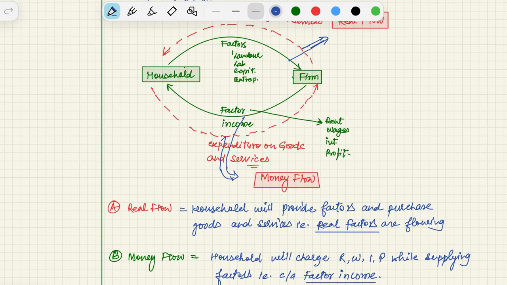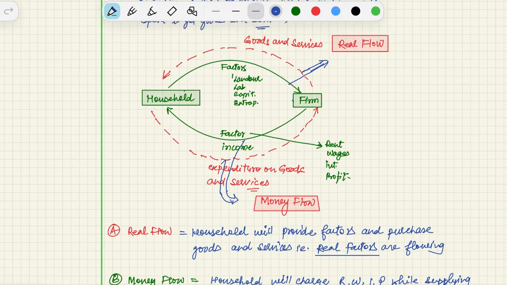So money is flowing from firm to household, that is called the factor income. That income is again spent in buying goods. And if you see the real flow, factors are provided from household to the firms, and firms in return give the goods and services to the household. I hope you understand.